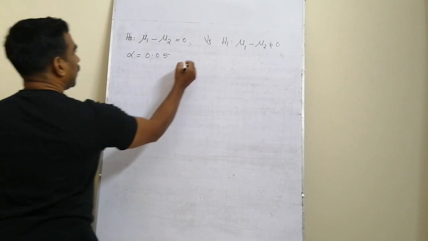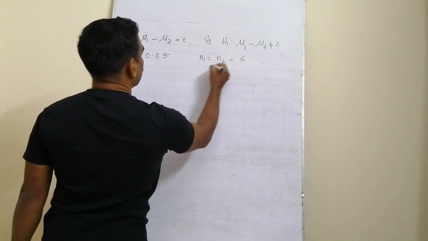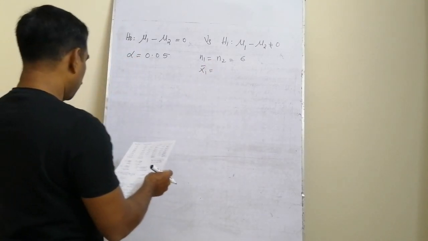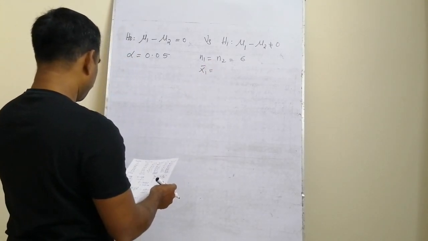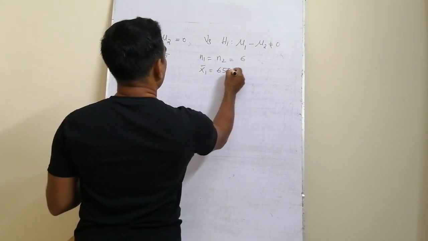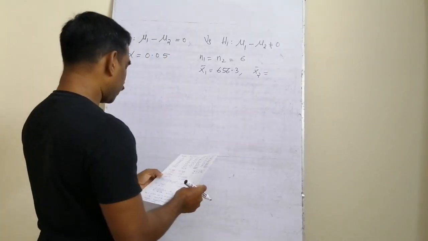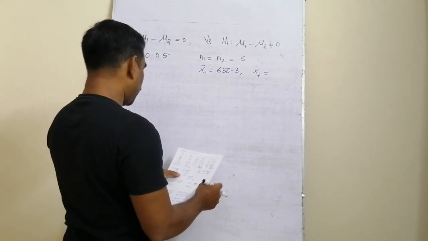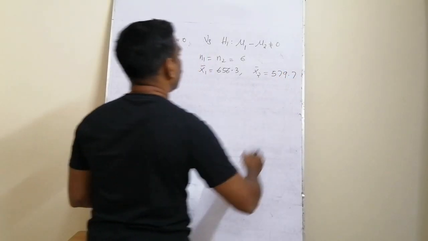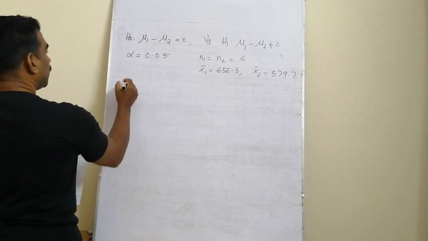What are the data? The data are n1 is equal to n2 is equal to 6. The sample means are given. x1 bar is equal to 656.3. x2 bar is equal to 579.7. Then we have to fix the test statistic.